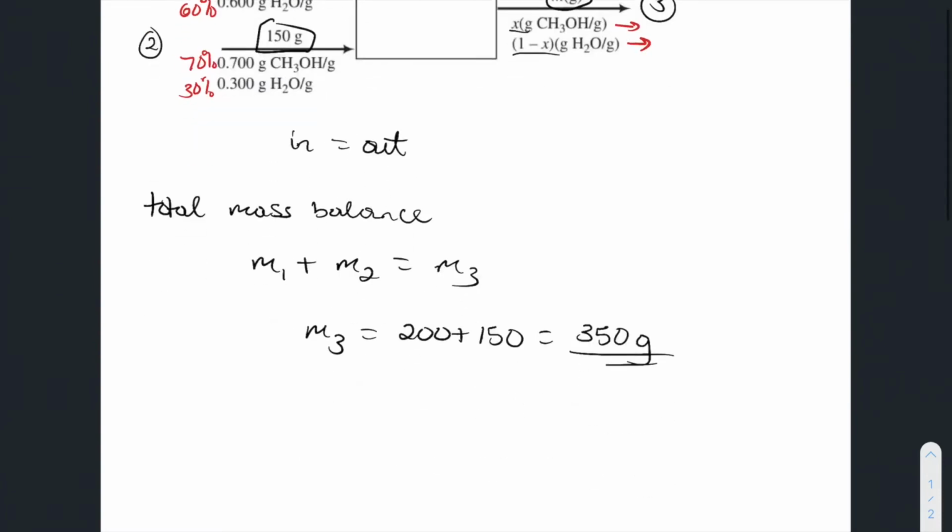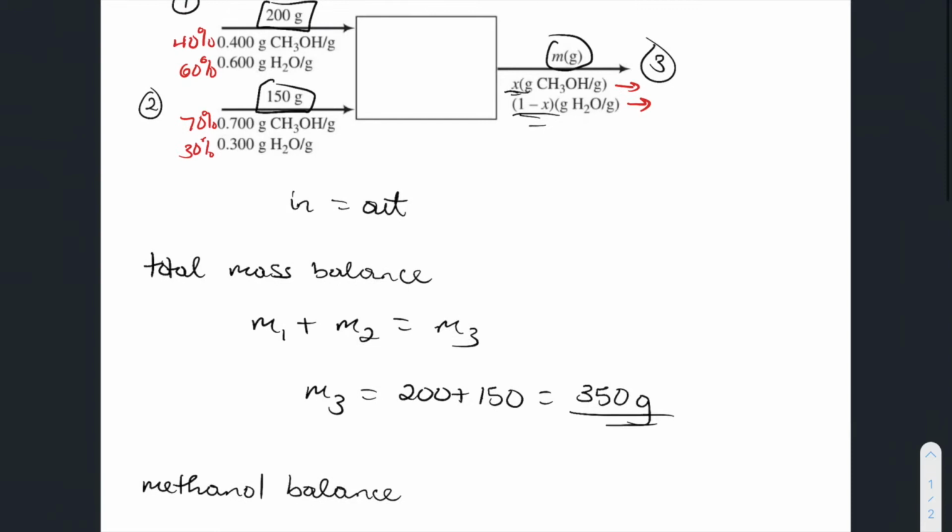Sick. So now how do we go about calculating the compositions of each of these streams? Instead of doing an overall mass balance, let's be a bit more specific. Let's say we're just going to do a balance on methanol alone. What does that mean? We're going to look at how much methanol goes in and how much methanol comes out. And from that, we can back out the composition of methanol in the third stream.